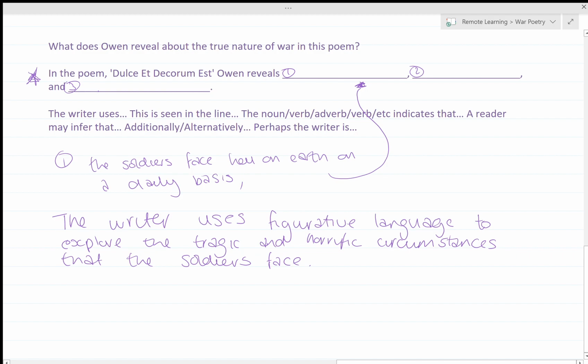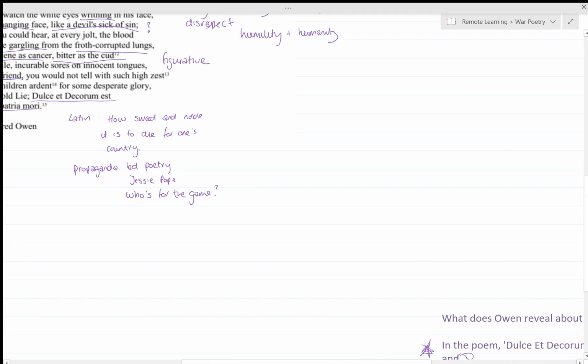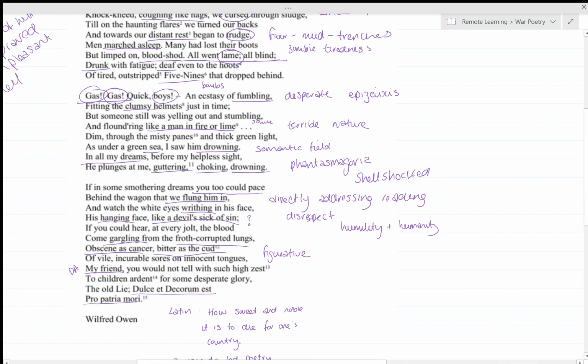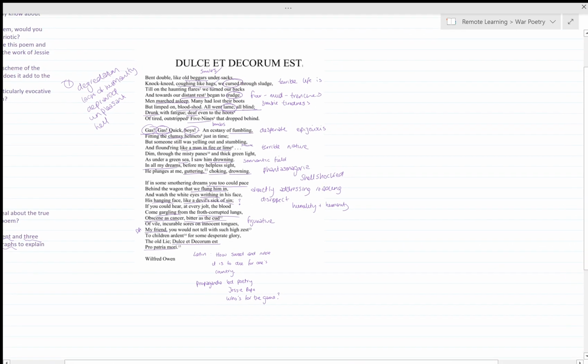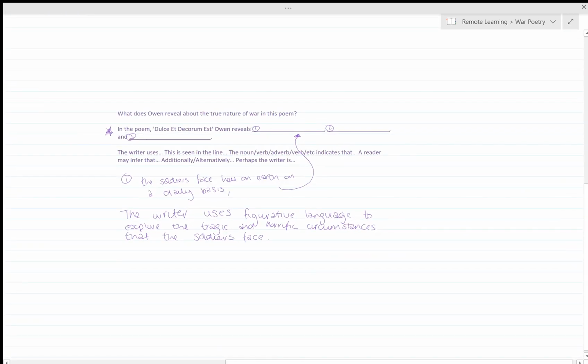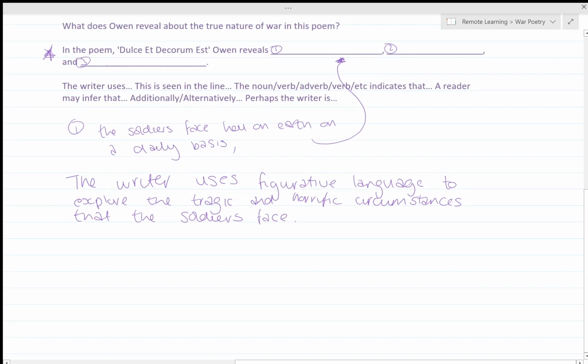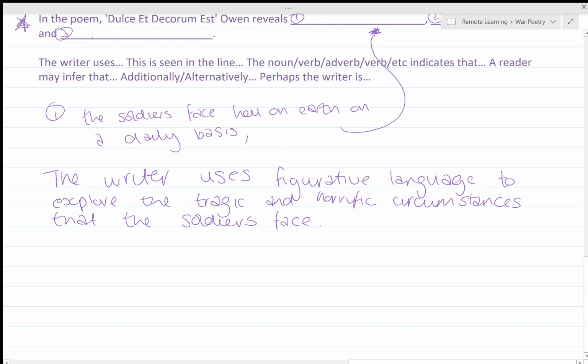So I've said what the writer's done. Now I'm going to say how the writer did it. And all I'm going to do there is select my quote. Interestingly, I quite like this bit of repetition. All went lame. All blind. So we've got that repetition of that all. And if I was showing off, I'd say that that's a bit of anaphora. So let's talk about that then.